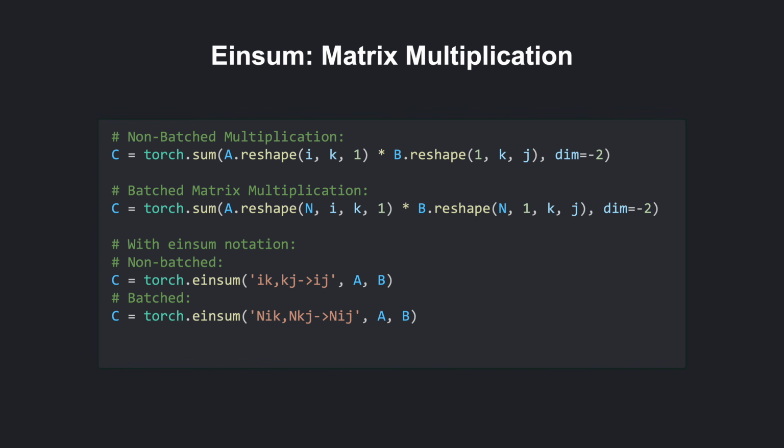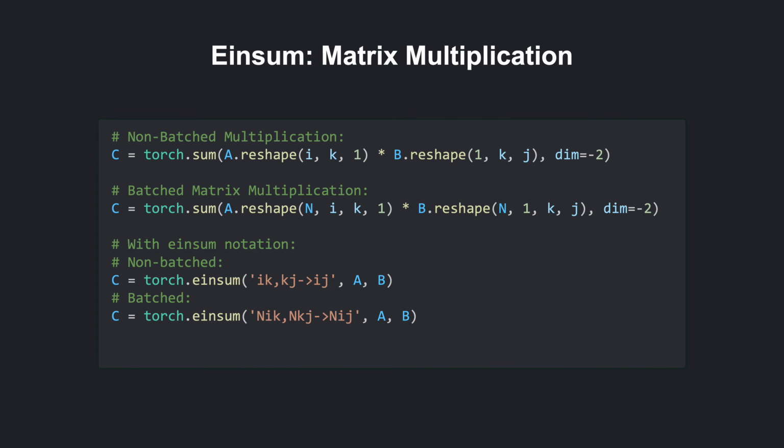The equation string directly follows the rules we've seen above. If a letter is present in one of the inputs but not in the other and kept in the result, like i and j, the other tensor is unsqueezed and broadcasted to include the dimension. If a letter is present in both inputs but not in the result, like k, it is contracted. And if a letter is present in both inputs and the result, it is treated as a batched for each dimension.